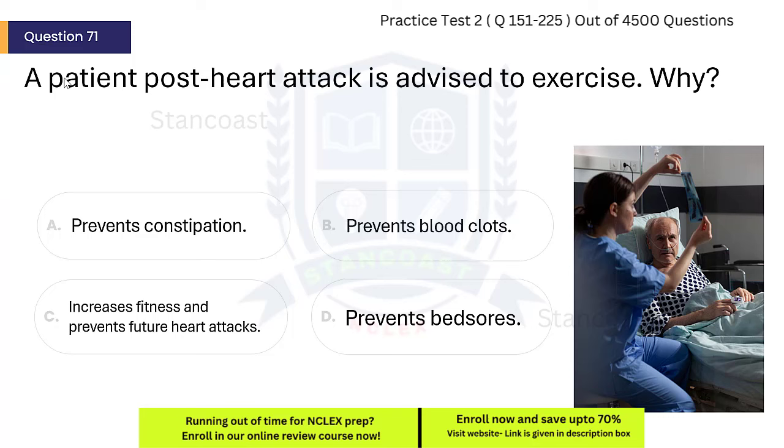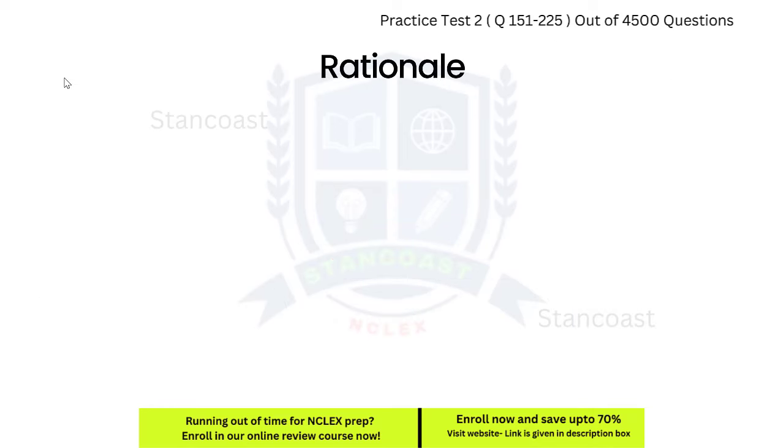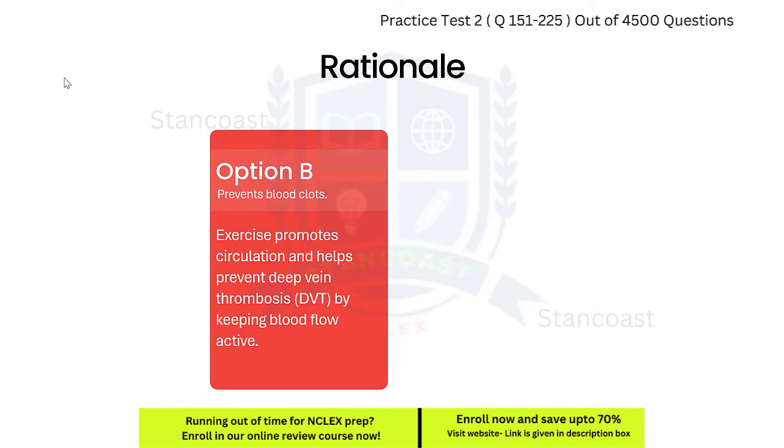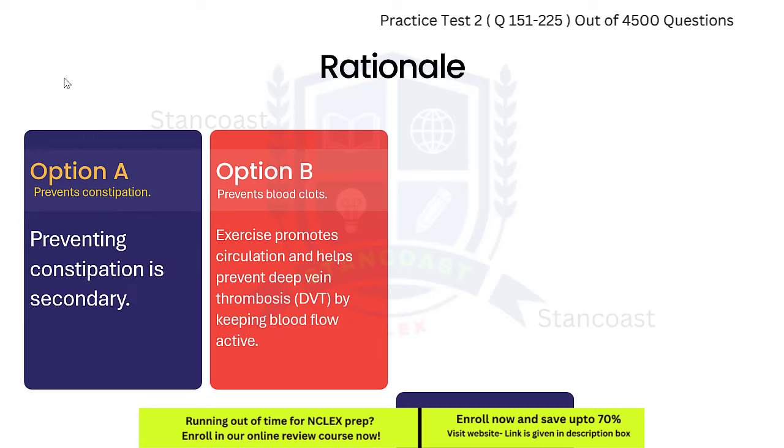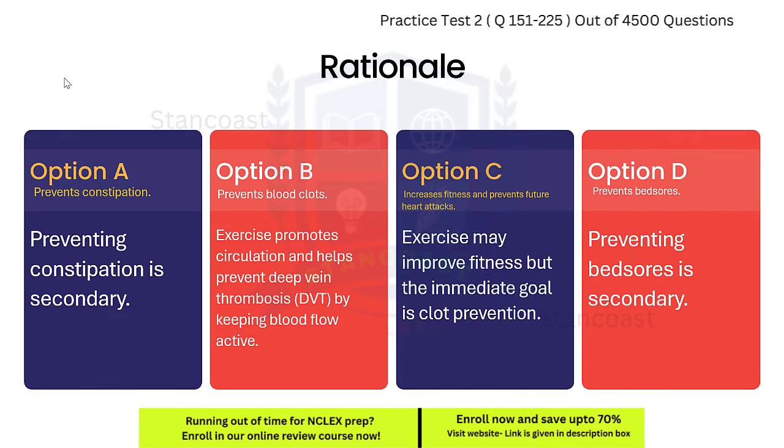The correct answer is B. Prevents blood clots. Exercise promotes circulation and helps prevent deep vein thrombosis, also known as DVT, keeping blood flow active. While exercise can also improve fitness and prevent constipation or bed sores, the primary goal here is clot prevention.